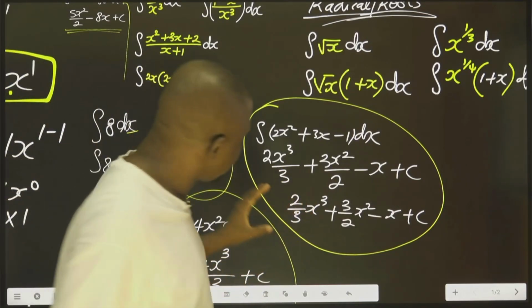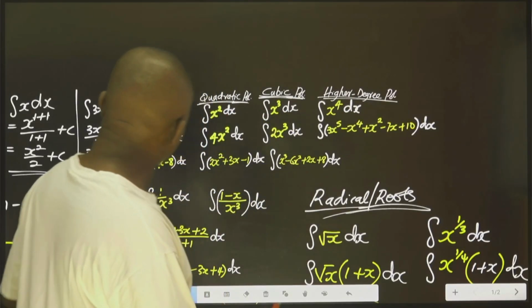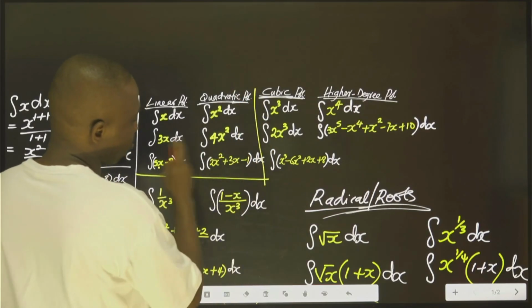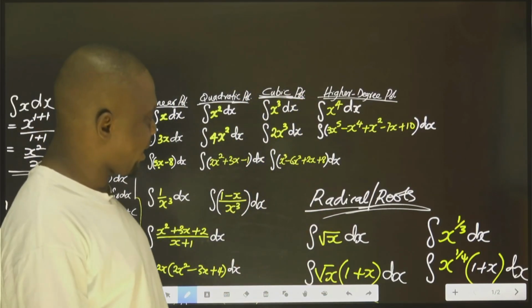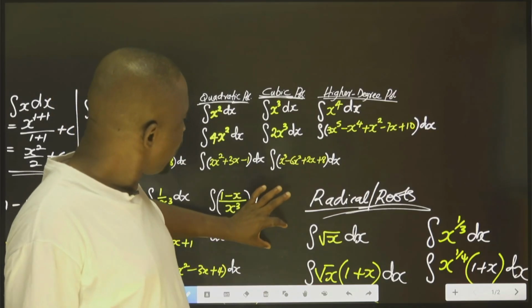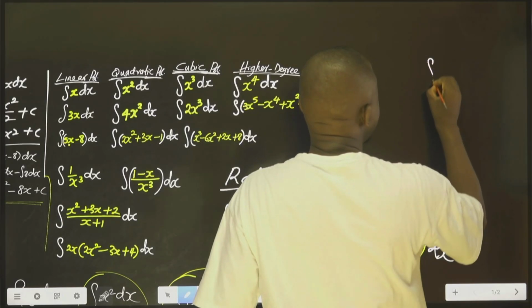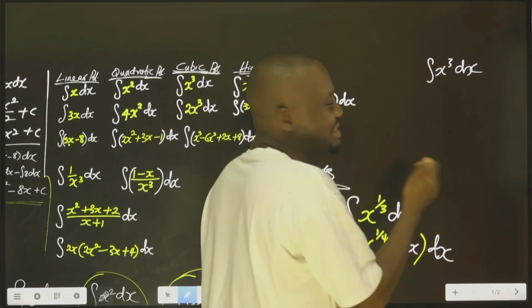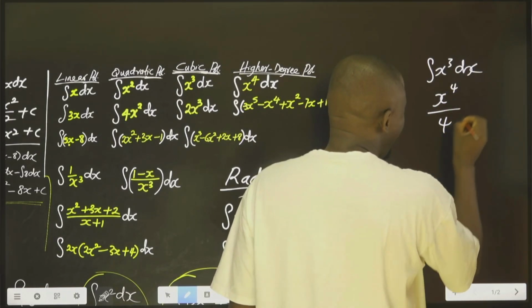Very easy. Now, let's come to the next one. We are through with these ones. Now let's go for this cubic polynomial. For this cubic polynomial, let's work it here. That is the integral of x³ dx. Very easy: x⁴ over 4 plus C.